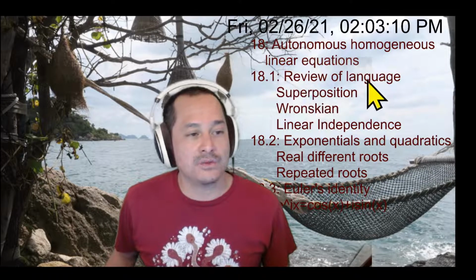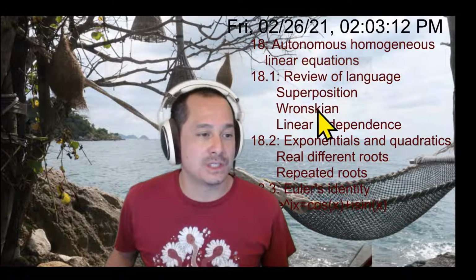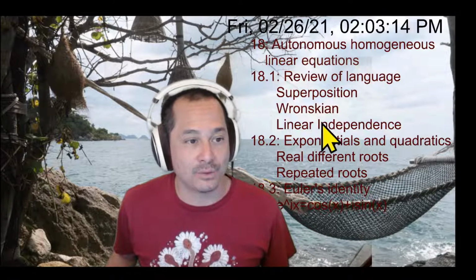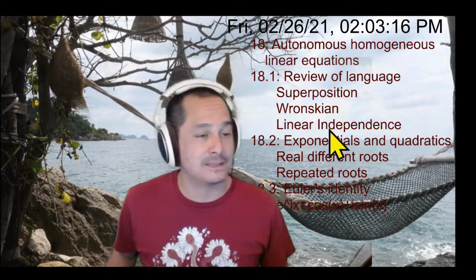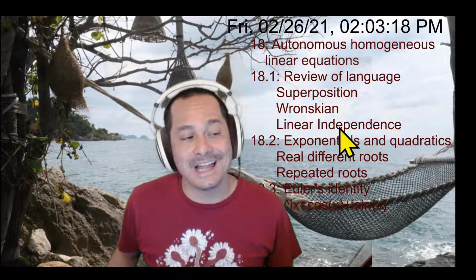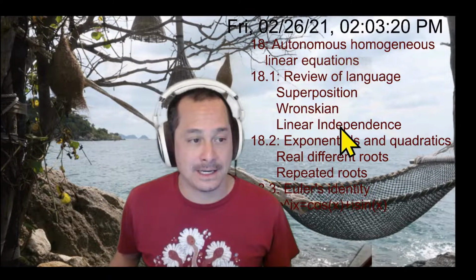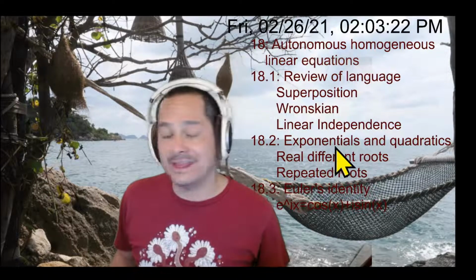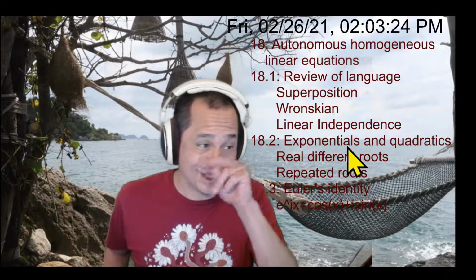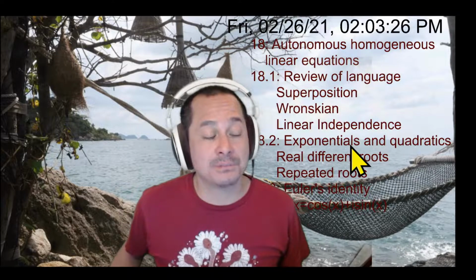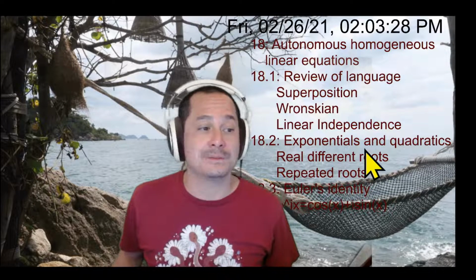We're going to start off by reviewing the language of superposition, and then I'm going to bring in the language of Wronskians and linear independence that we had left kind of hanging last time. Then I'm going to talk about where things are headed in terms of the types of problems and how we're going to do the problems that are coming up.